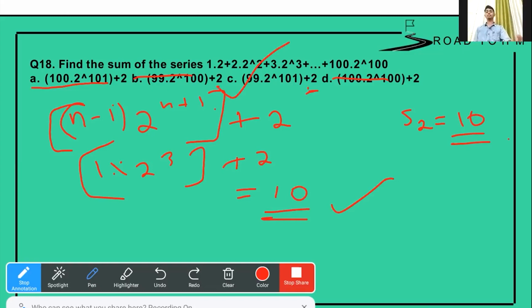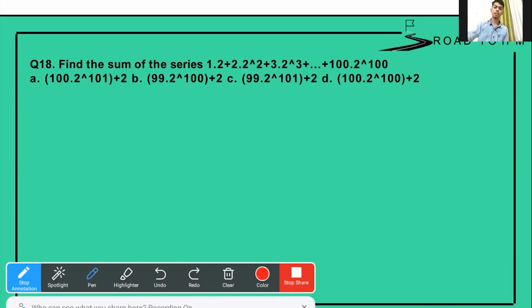I hope this is clear. This is one way of approaching this question. You easily get the answer quickly. Fine. Question 18 complete. Now 19.